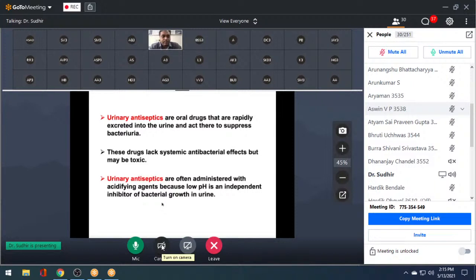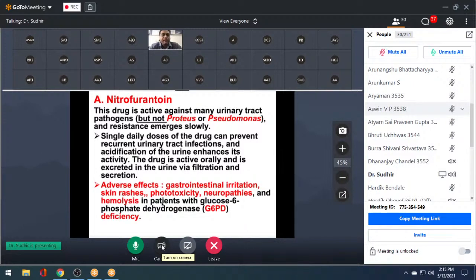So, coming to nitrofurantoin. This drug is active against many urinary tract pathogens, but not against Proteus or Pseudomonas. Single daily doses of the drug can prevent recurrent urinary tract infections, and acidification of the urine enhances its activity. There are some organisms which can cause acidification of the urine, and some which cause alkalinization. Accordingly, some drugs are active in acidic medium, some in basic medium. Antibiotics like nitrofurantoin, tetracyclines, or some cephalosporins like cefotaxime are active in acidic medium.